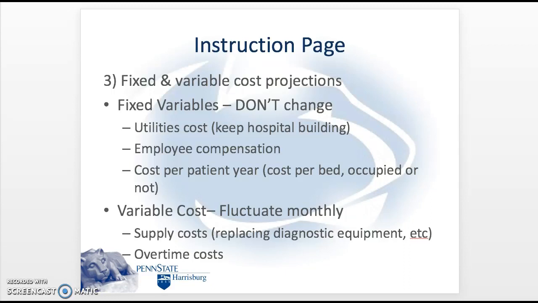Variable costs then are those costs that fluctuate monthly, such as supply costs, for example, replacing diagnostic equipment in certain departments. And the other variable cost that can be taken into account is overtime costs.